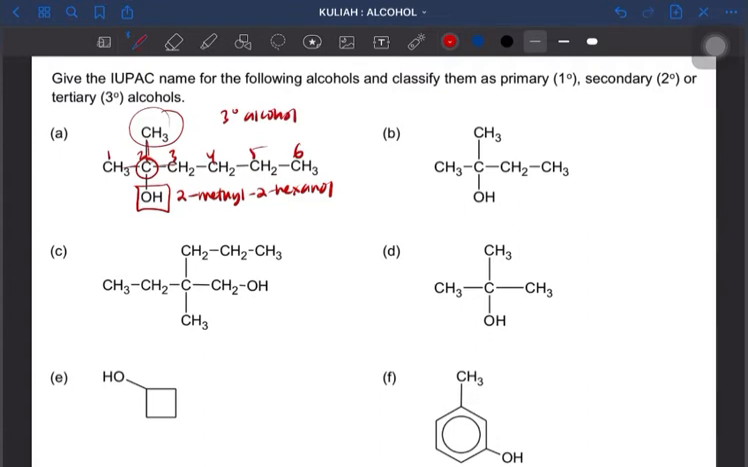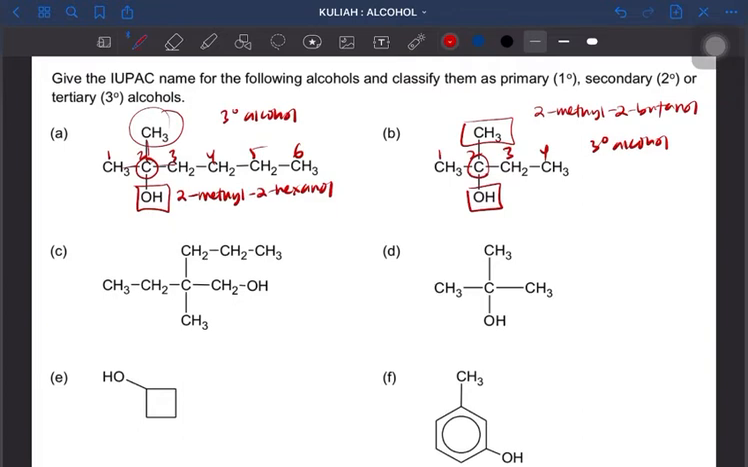Okay. Next, question B. We have 1, 2, 3, 4, so butanol, with OH on carbon number 2 and a methyl on carbon number 2 too. So 2-methyl-2-butanol. This carbon is bonded to 1, 2, 3 carbons, also a tertiary carbon. So it is a tertiary alcohol.